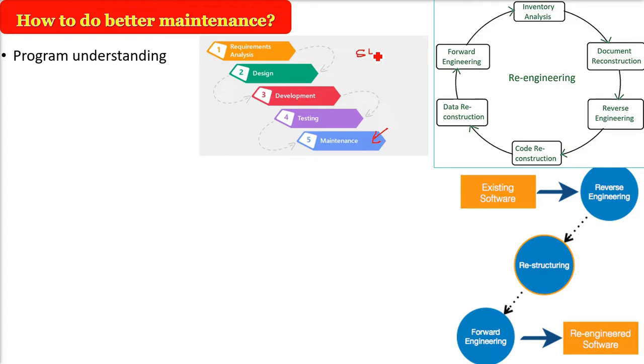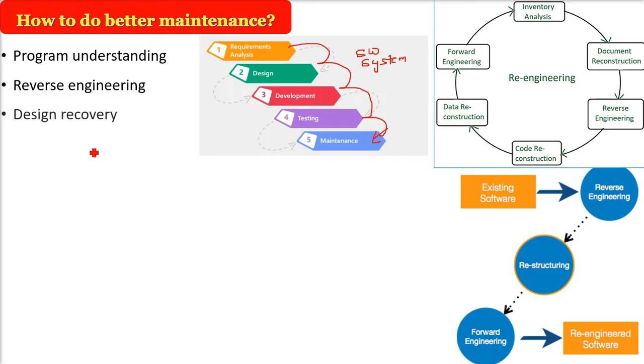We need to know the program first. Either it is a software or a system, the understanding is the key. Then we can do the re-engineering. The reverse engineering and the forward engineering, they both are combined and they are called the re-engineering. So in reverse engineering we have to find out the design. We need to recover the design from the code and the specification from the design. Then the re-engineering, as I said, is first going back, reverse engineering, and then going forward, that is the forward engineering.